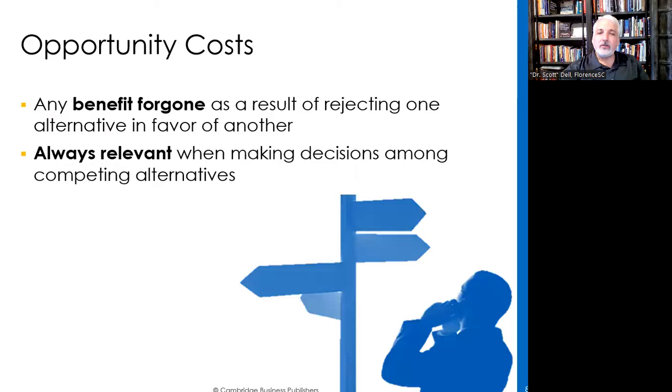We also have opportunity costs. Well, if we make a decision to use our facility to make one item, we can't make the other item because there's only limited space, limited resources, limited people. So we have an opportunity cost by not doing something as well as by doing something. So we reject one alternative in favor of another. The benefit that is foregone is a lost opportunity cost. And it is always relevant when making decisions between competing alternatives.